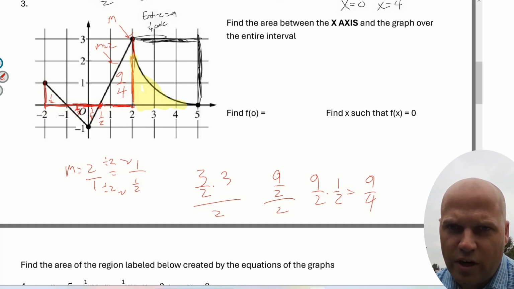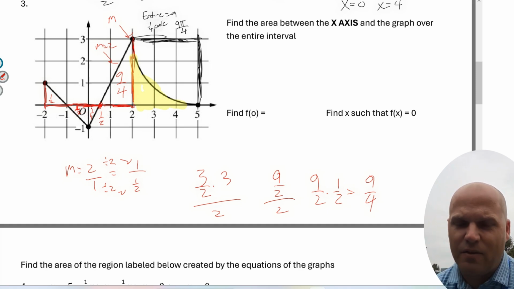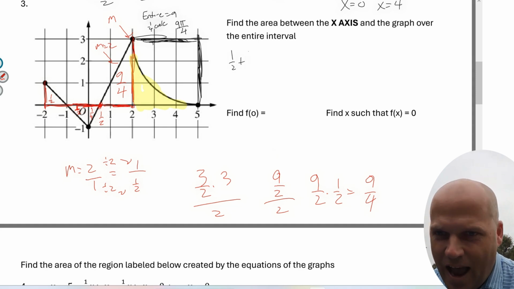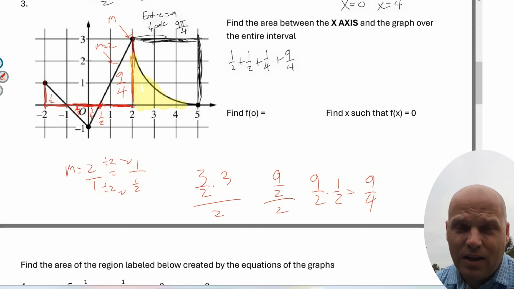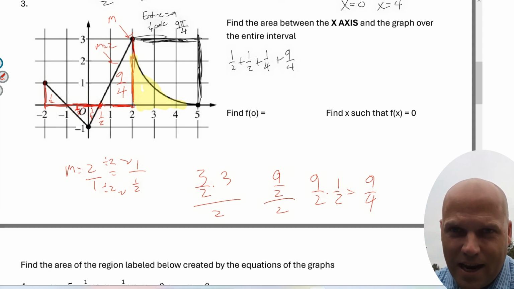The quarter circle has a radius of 3, so its area is pi times 9, 9 pi, but then divided by 4. So here are all the areas. I got a half. I got another half. I got a quarter. I got a 9/4. And then I have a 9 minus 9 pi over 4.